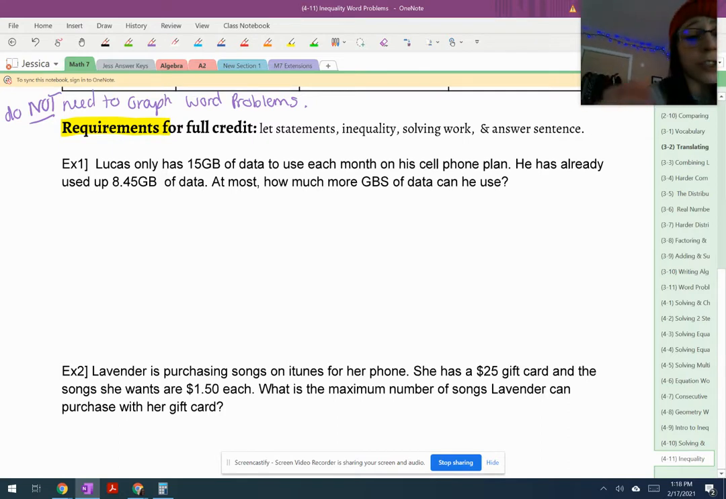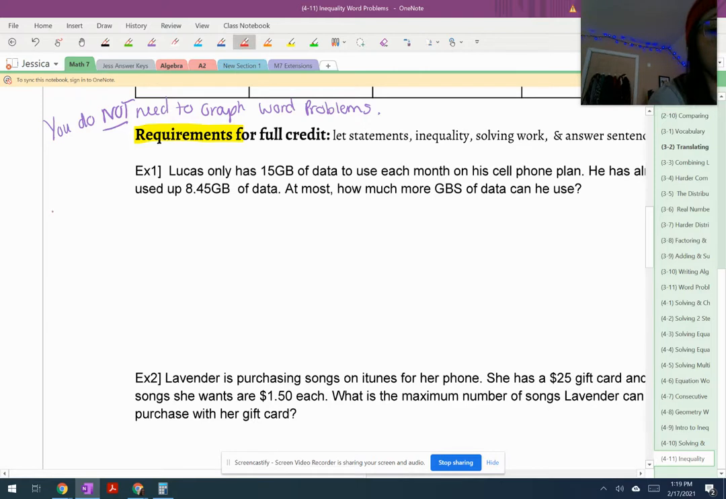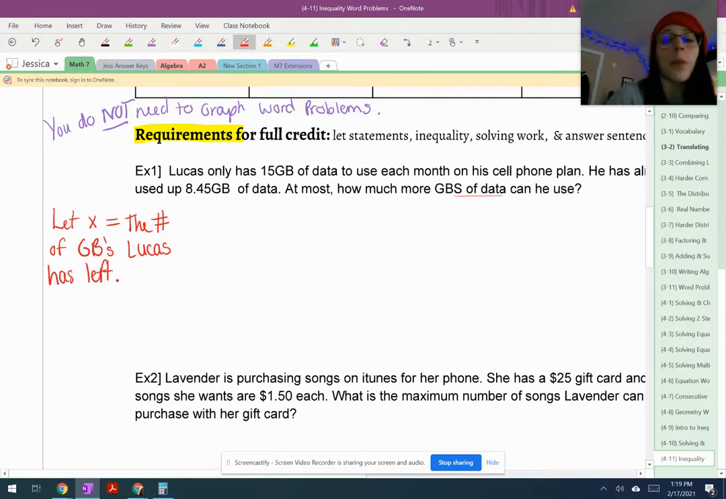So again, first thing we're starting with, just like in our previous word problems, is a let statement. We're going to let x equal, again, what was the question asking me? It's asking me how many more gigabytes of data he can use. So let x equal the number of gigabytes, the number of GBs Lucas has left. We can't just say the number of gigabytes. We have to be specific and say that it's the number of gigabytes that he has left, because it can be confused with what he started with, what he used already, and all those things.